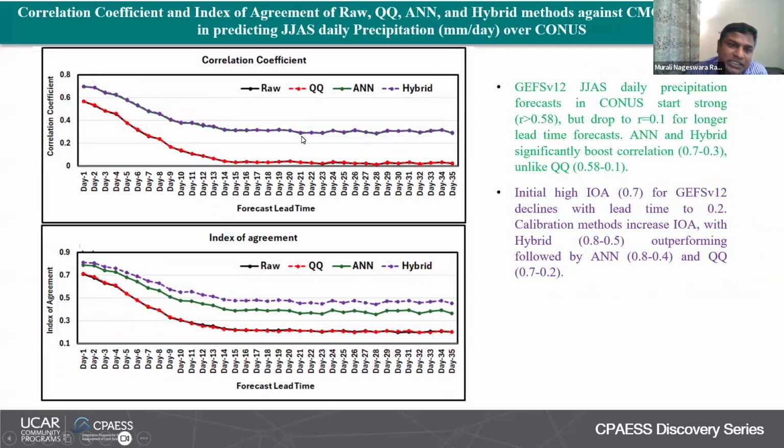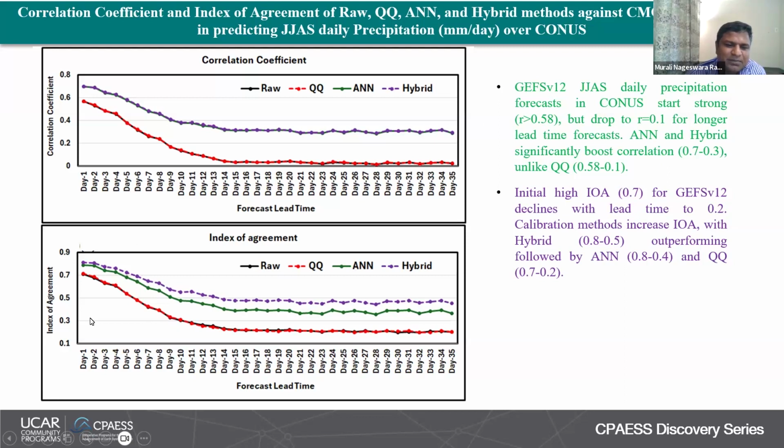When we look at the correlation coefficient from day 1 to day 35, in the Kansas region, the correlation coefficient is 0.8 overall. After week 2, the skill is very near to 0 actually. The quantile mapping method doesn't change the correlation coefficient anything, but in the ANN and hybrid method, it is improved a lot. It is almost improving from 0 to 0.3. Particularly, the improvement is there for the longer lead time forecasts.